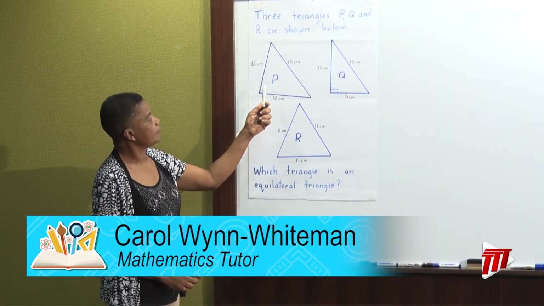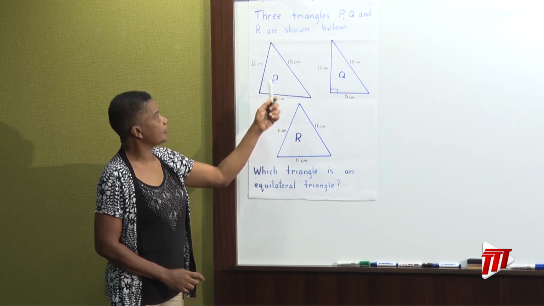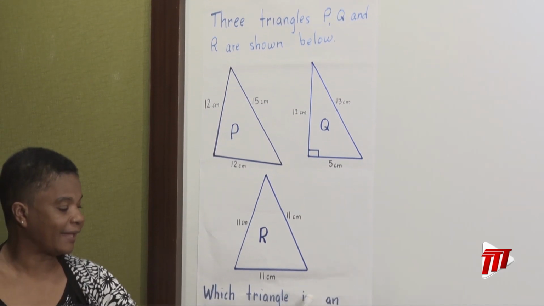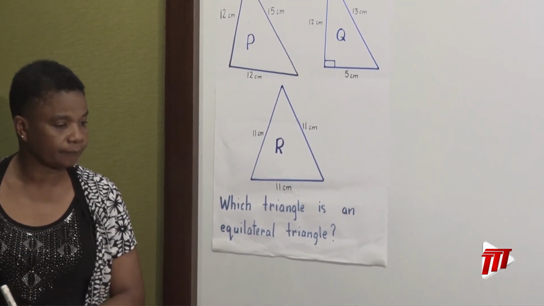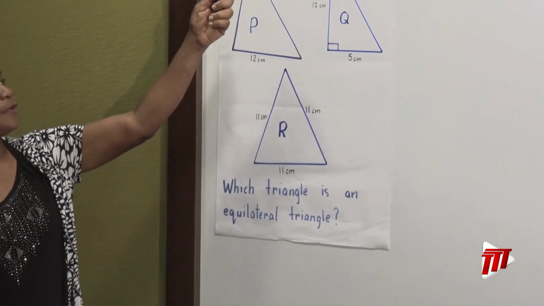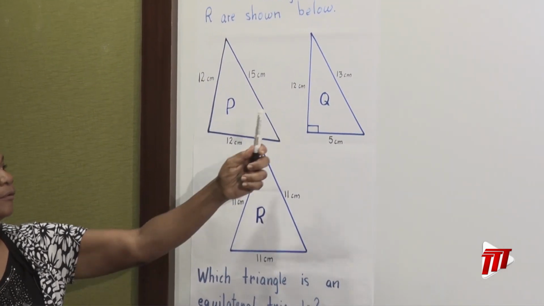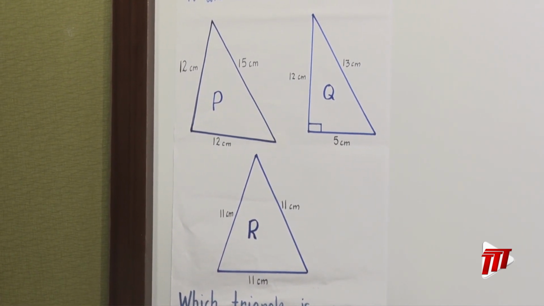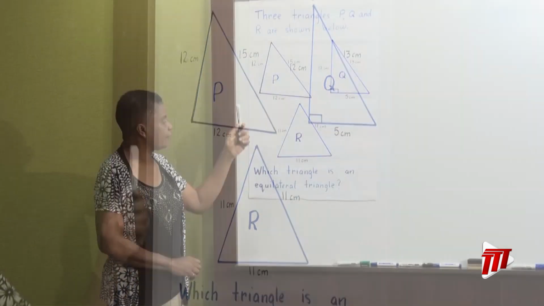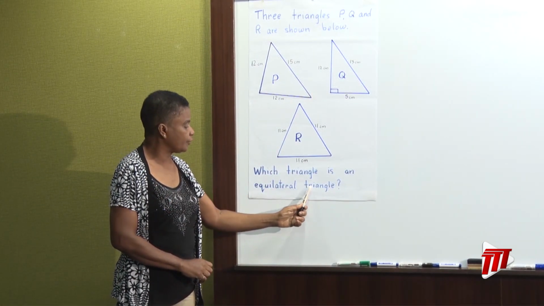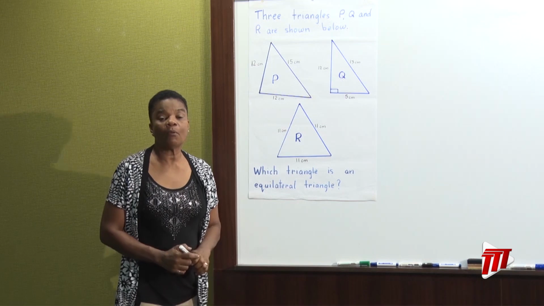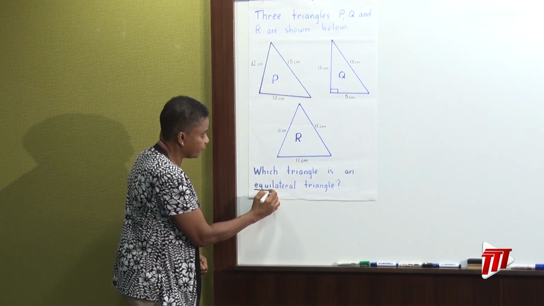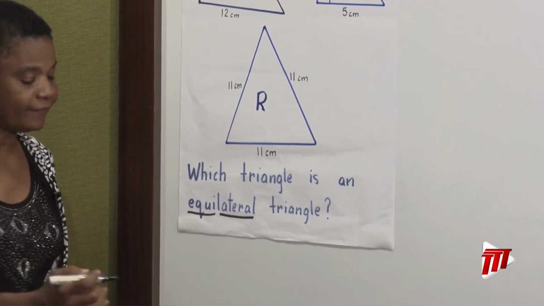3 triangles, P, Q, and R, are shown below. The question asks, which triangle is an equilateral triangle? Again, 3 triangles, triangle P, triangle Q, and triangle R are shown below. I want you to identify which of these is an equilateral triangle. Do you remember what equilateral meant? Again, equi tells us it's equal and lateral sides.